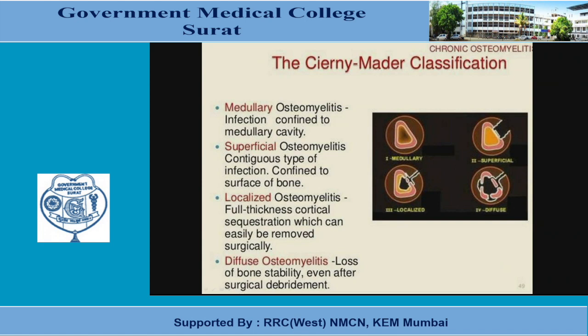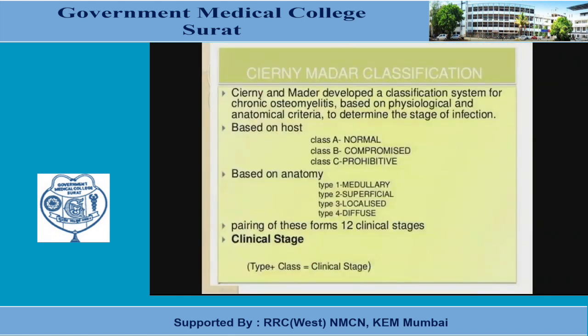So an external fixator or any stabilizing device is not required after removal of the dead tissue in the third, localized type of osteomyelitis. Fourth is diffuse, which is associated with high bone loss after debridement leading to instability, which requires fixation or a stabilization system. And based on the host response, class 1 is normal, meaning the host response is good. Second is compromised. Third is prohibitive, in which the surgical intervention is more harmful than the disease itself.